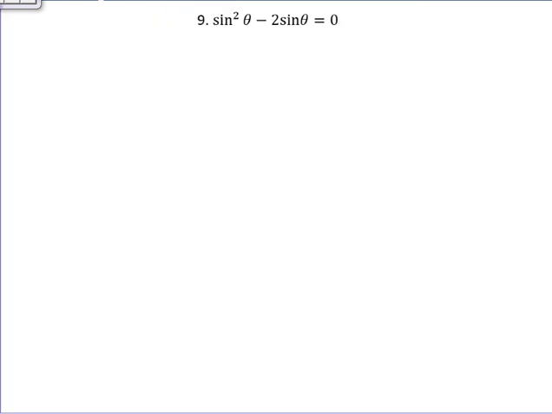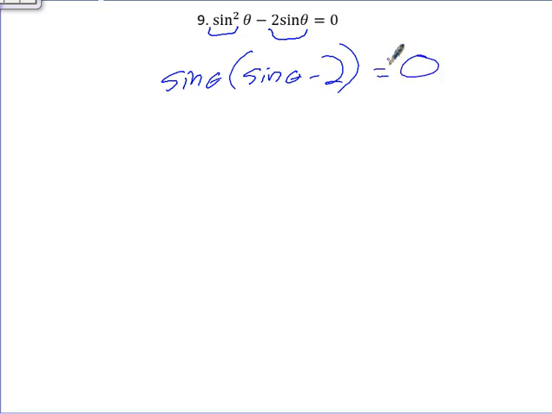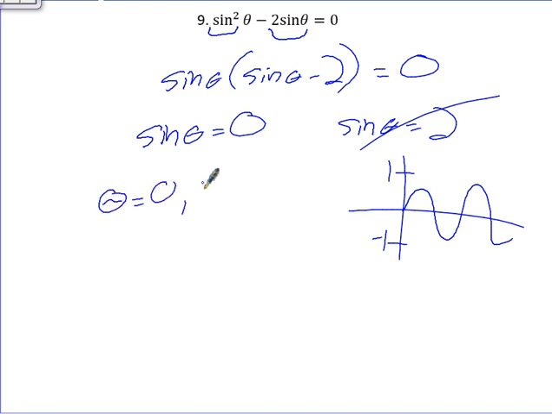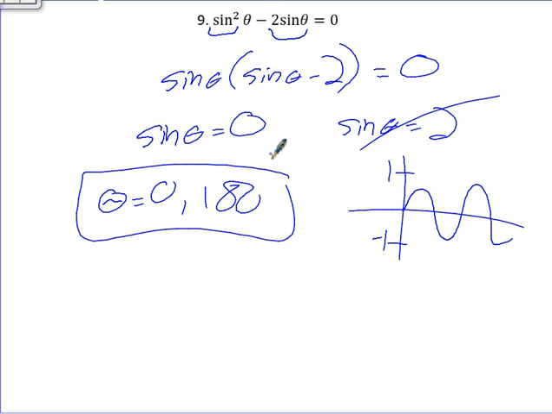Alright, here we have an instance where we can factor out a sine, right? Both of these have a sine in them. So I get sine theta minus 2 equals 0. So sine theta equals 0, and sine theta equals 2. Sine theta is never going to equal 2 because remember the graph of sine oscillates between 0 and 1. I'm sorry, negative 1 and 1. So it's never going to equal 2, so that's not going to have any solution. So now I'm just looking at this. So you get theta equals 0 and 180 because you're just looking at when sine equals 0.